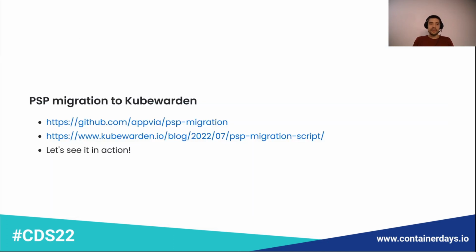So let's talk about PSP migration, how you can migrate from PSP to Kubernetes. There is an excellent script written by the AppVia team. This script reads all the PSPs you have in your cluster, and it translates them into policies that work with different policy engines. One of them is Kubernetes, but it also has support for Kyverno, Gatekeeper, and Kubewarden. There is an excellent blog post that defines how you can migrate using this script, but yeah, let's see it in action.